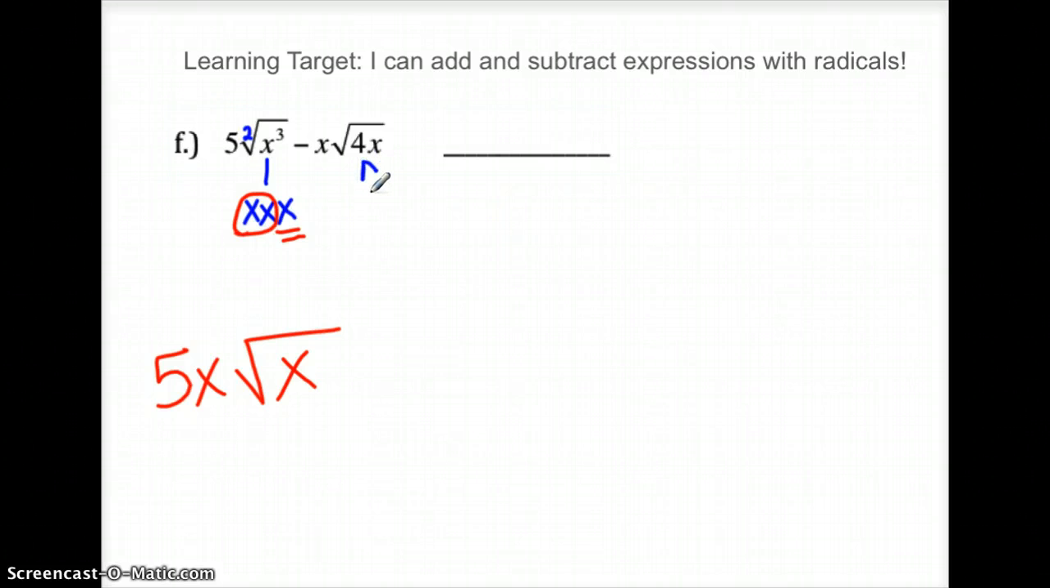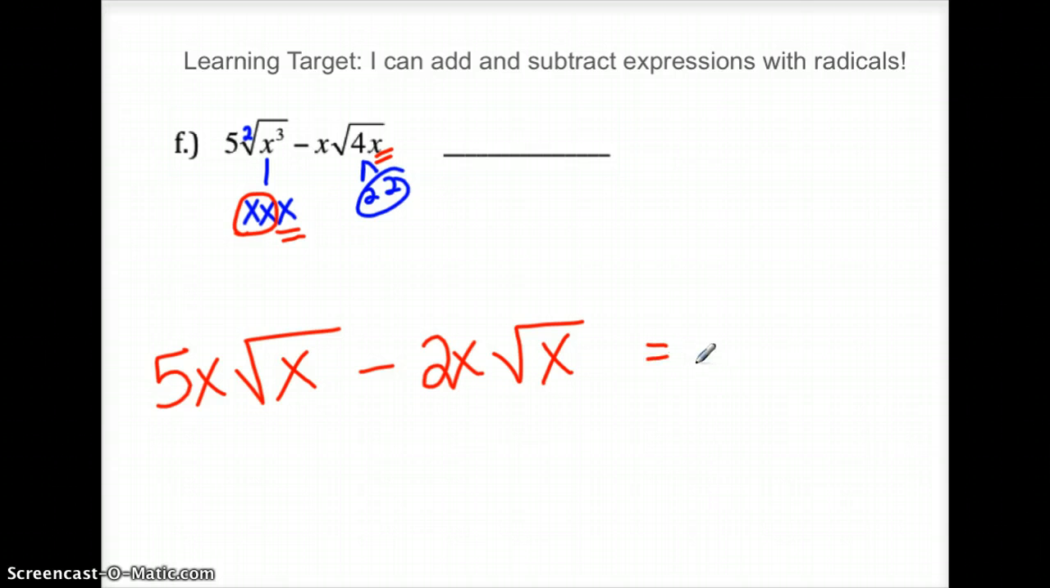Now this 4, I'm going to factor it, and I've got a pair of 2's. So for the second term, there was an x outside, but from this pair, a 2 will come out. So I have a 2x. Okay, and what's left? That single x.